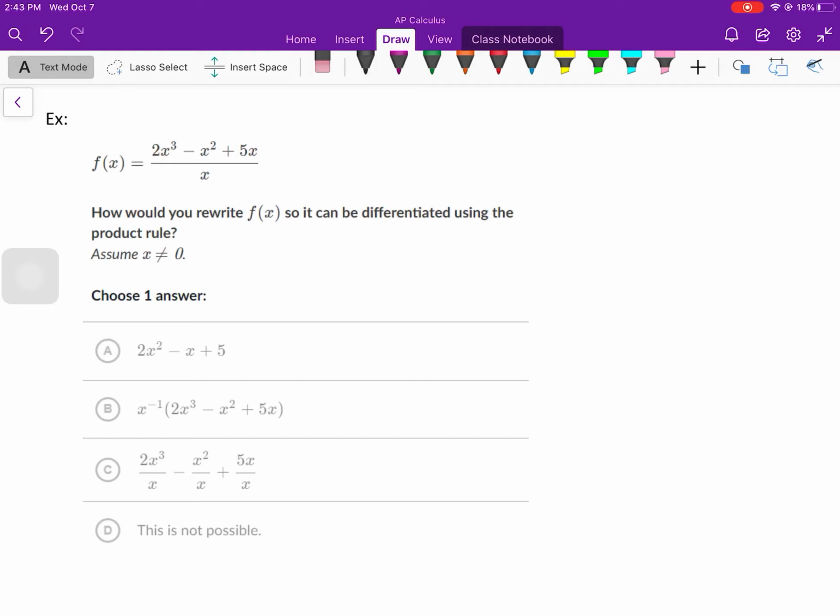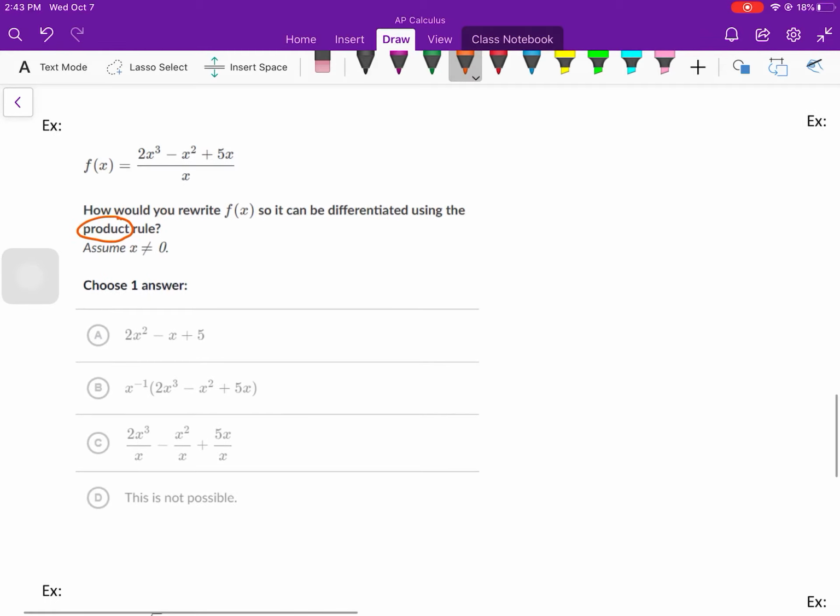Personally, I would do the power rule. And let me show you how to do the power rule. This is asking for the product rule, but if this said the power rule, which is the typical one where if you have x to the third, you bring it down as 3x squared, right? Well, since all of these are being divided by x, you can divide them each individually by x. You have to do it with whatever the denominator is.